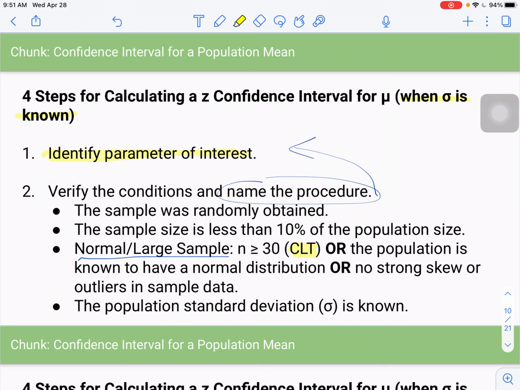And that generally occurs when n is greater than or equal to 30. So that's a quick one you can always check. Is that sample greater than 30? If it is, you know that the central limit theorem is going to be met and that you're going to have a normal sampling distribution.